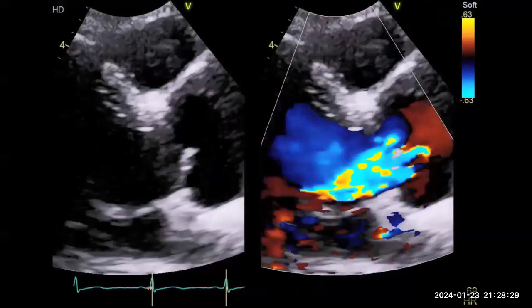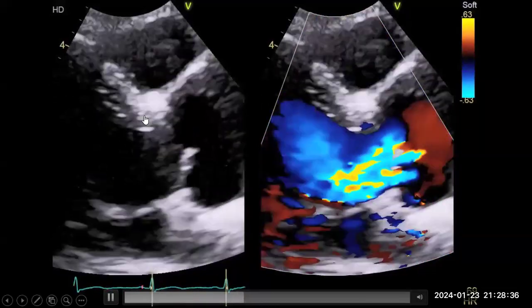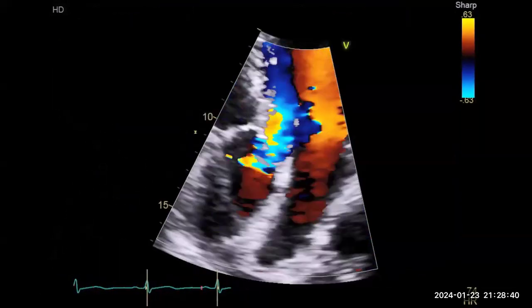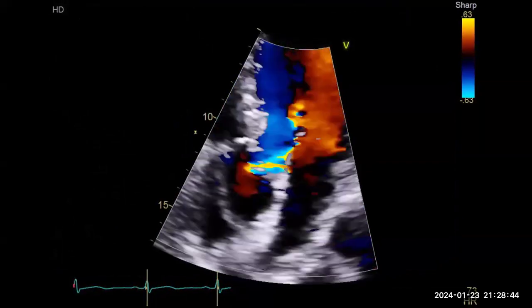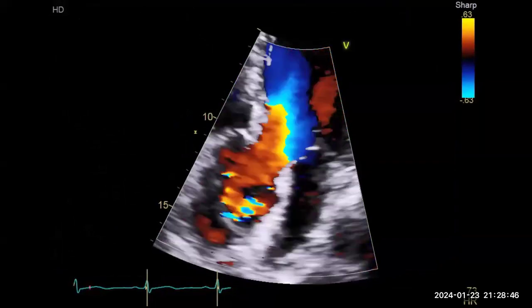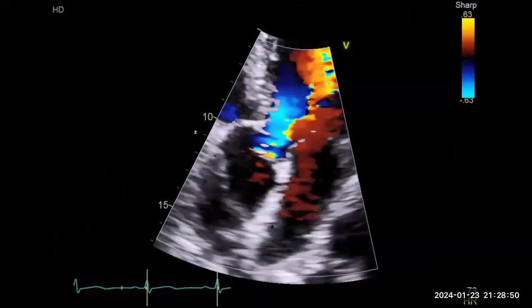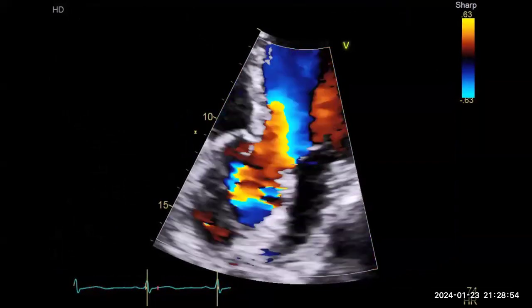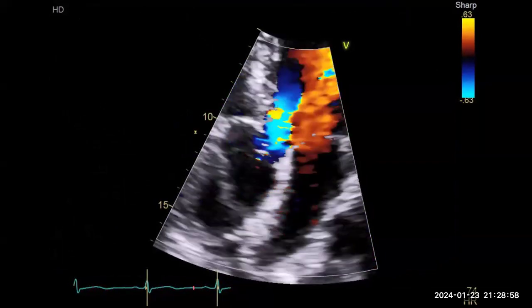Okay. There is moderate to severe AR. Okay, excellent. And this is a zoomed view of the apical five chamber. There is also AR reaching almost mid ventricle. That's fine.